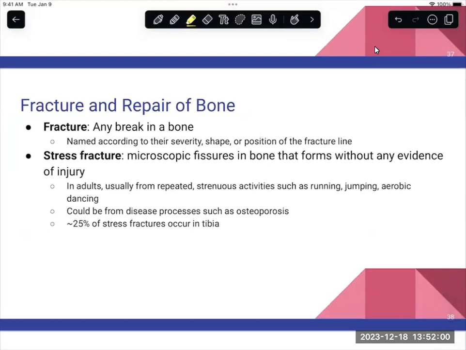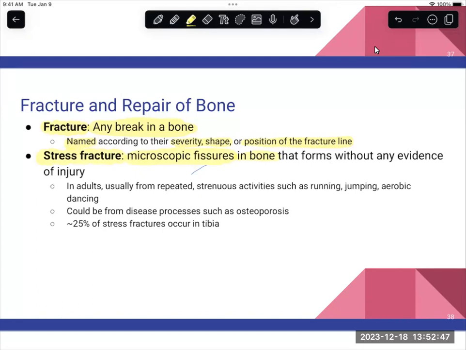So let's look at fractures. A fracture is considered any break in a bone. There are different names for different fractures. They are named on the severity, the shape, or the position of the fracture line. We're going to look at some different types of fractures today. So a stress fracture is where you get a little microscopic fissure, like a microscopic line in a bone.